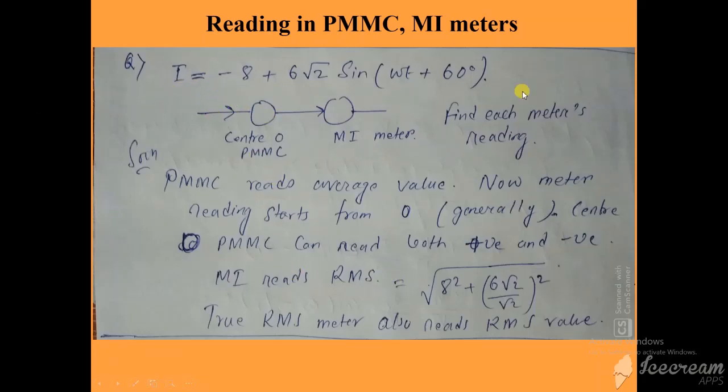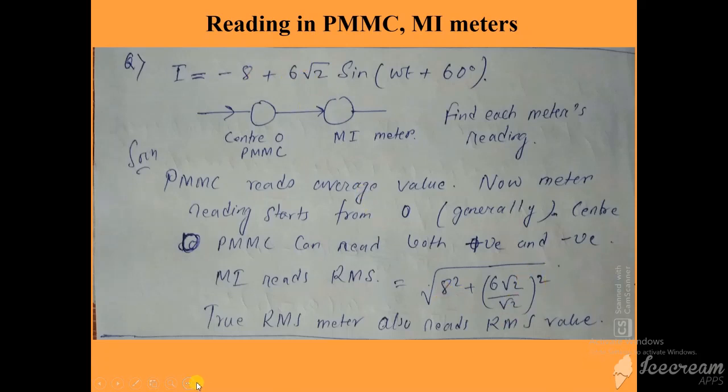So what is the RMS value of the total waveform? Root under: this is DC, so directly its square will come, 8 square, and this is the peak value, so divided by root 2 is the RMS value, that is 6 root 2 divided by root 2, and its square. Root under a square plus b square type. So this will be the reading of the MI meter: root under 8 square plus (6 root 2 divided by root 2) square.